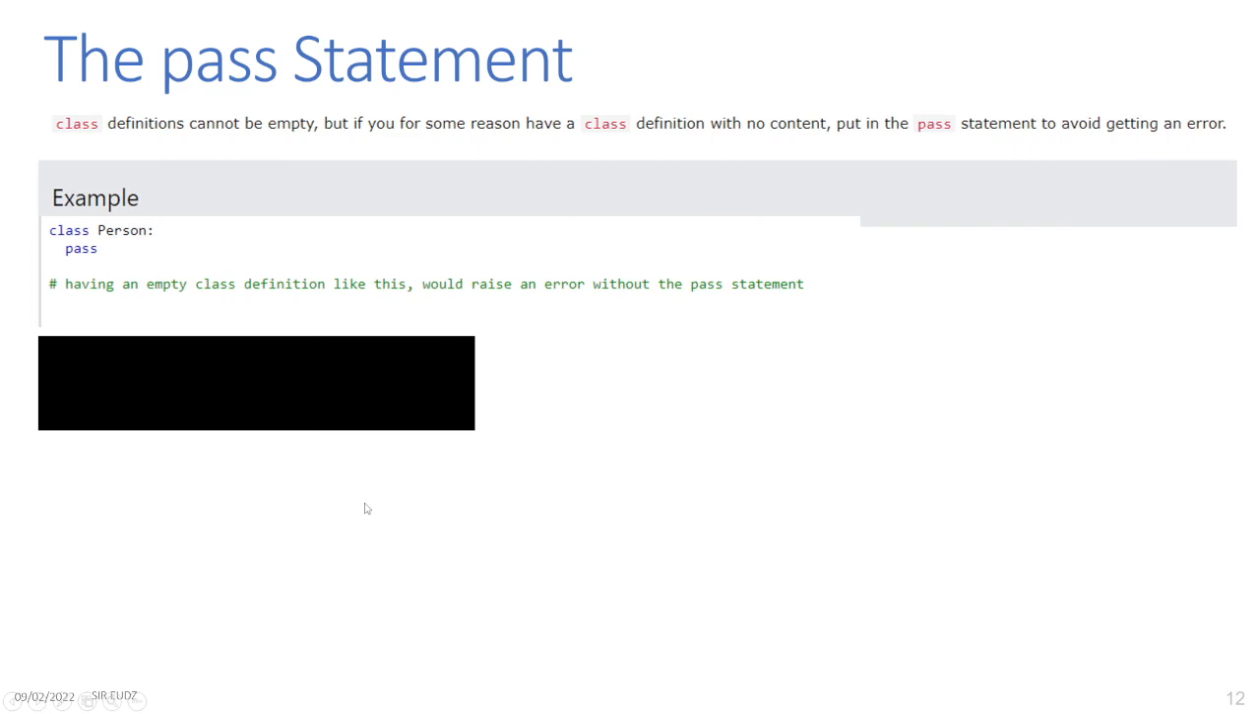Then we also have the pass statement. Class definitions cannot be empty. But if for some reason you have a class definition with no content, put in the pass statement to avoid getting an error. So we have class person, pass. That is an empty class.